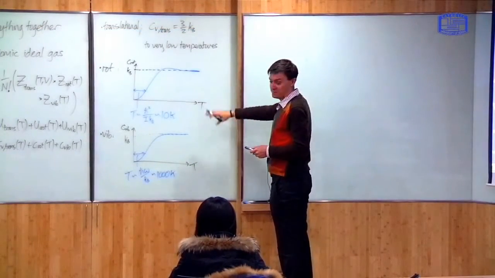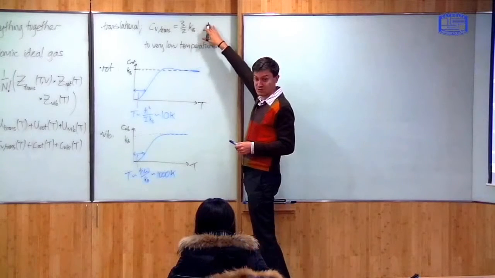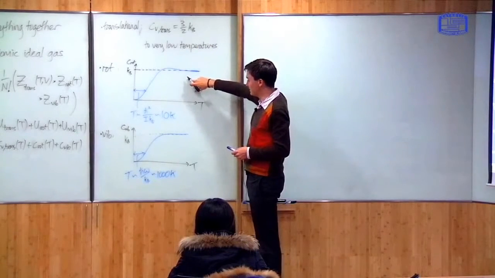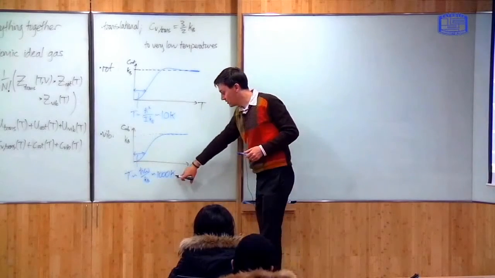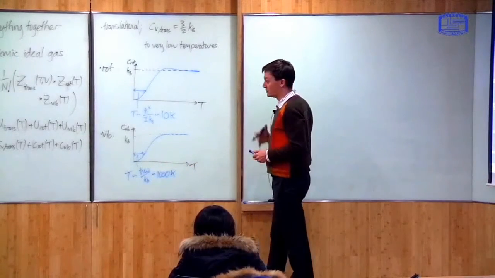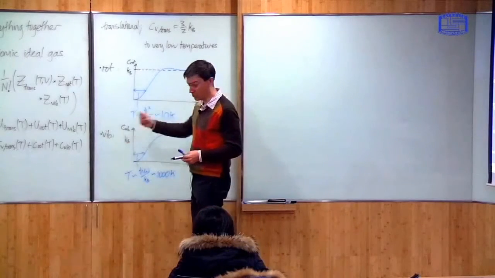So we've got these three results. The translational part is more or less constant. The rotational part looks like this over scales of 10 Kelvin. The vibrational part looks like this over scales of 1000 Kelvin. So to find the total heat capacity, we just add them all up.